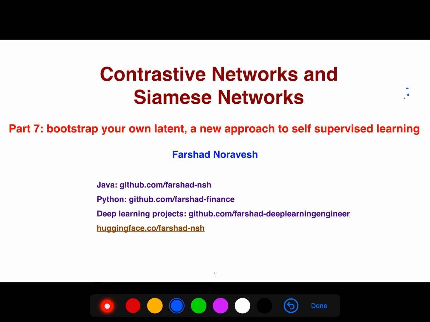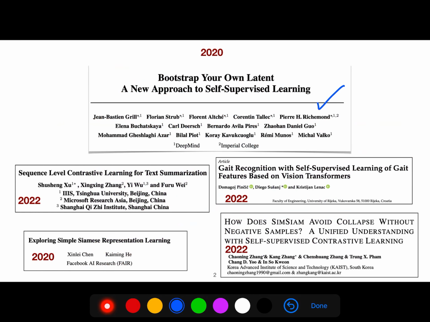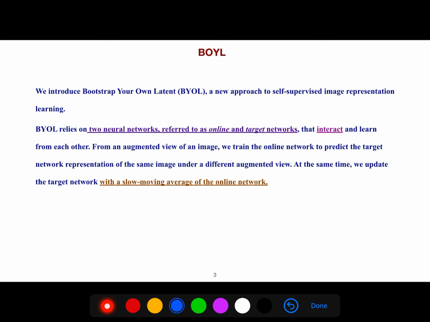Now I'm going to be explaining the algorithm of BYOL for contrastive learning. So they introduced Bootstrap Your Own Latent, a new approach to self-supervised image representation learning. BYOL relies on two neural networks, referred to as online and target networks, that interact and learn from each other.